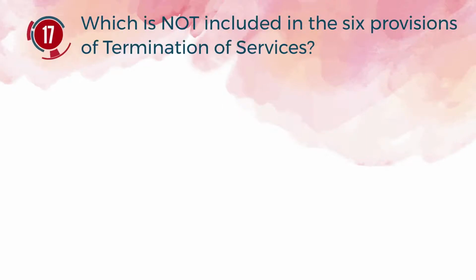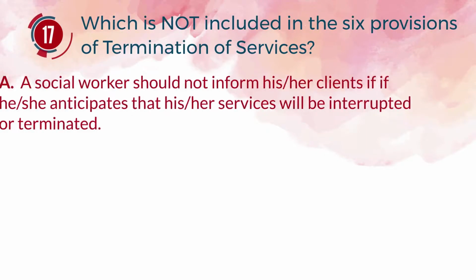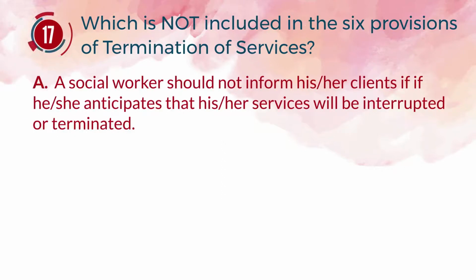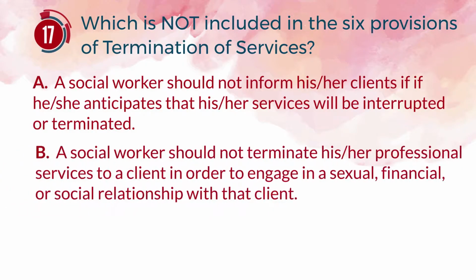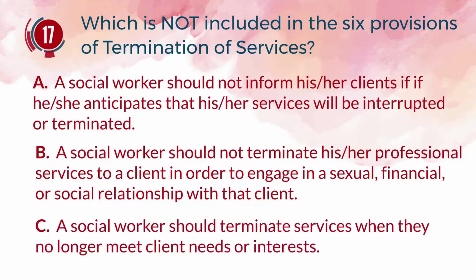Number 17. Which is not included in the 6 provisions of termination of services? A. A social worker should not inform his or her clients if he or she anticipates that his or her services will be interrupted or terminated. B. A social worker should not terminate his or her professional services to a client in order to engage in a sexual, financial, or social relationship with that client. C. Social workers should terminate services when they no longer meet client needs or interests.